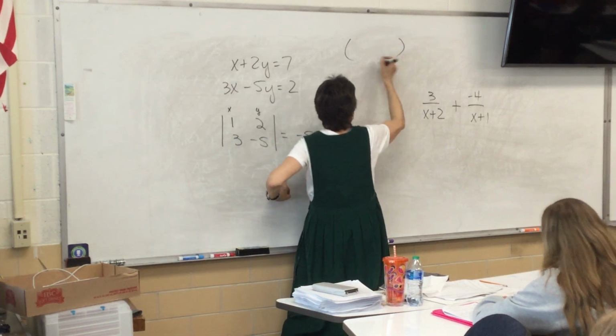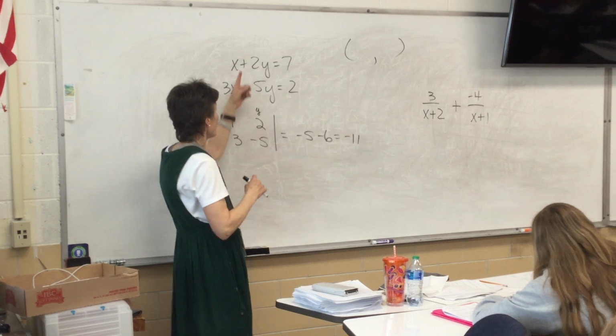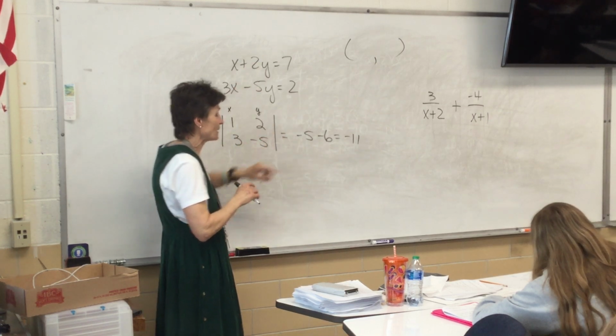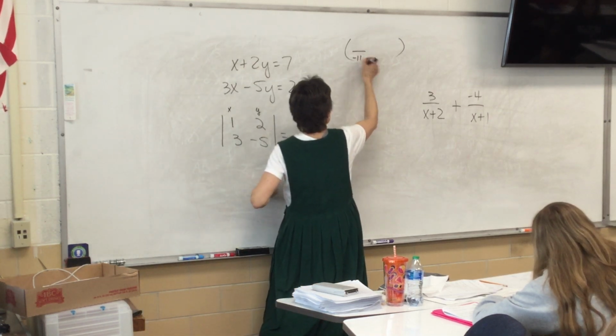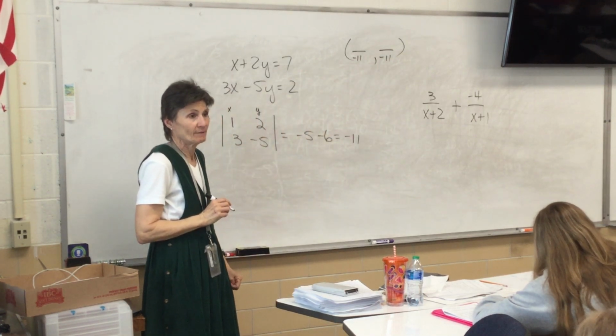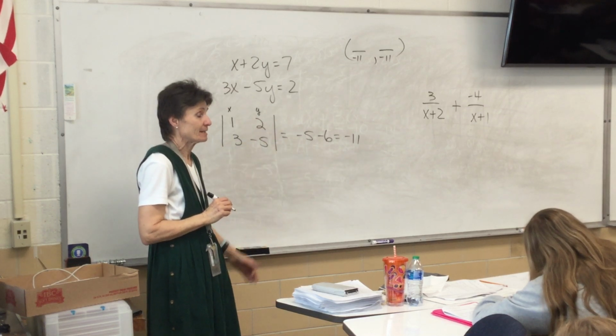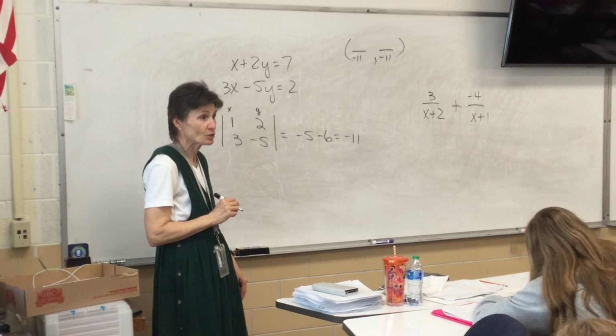Now, just like with our linear programming problem, when you find where two lines cross, it's an ordered pair. Remember, we had to find those 3 points? So we're finding where these cross. It's going to be an ordered pair, and this time the answers are going to be fractions over negative 11. That's what the coefficient determinant does. It gives you the denominator of your solutions.